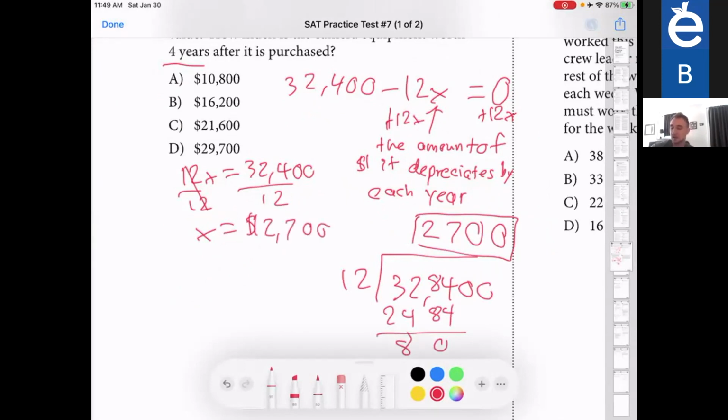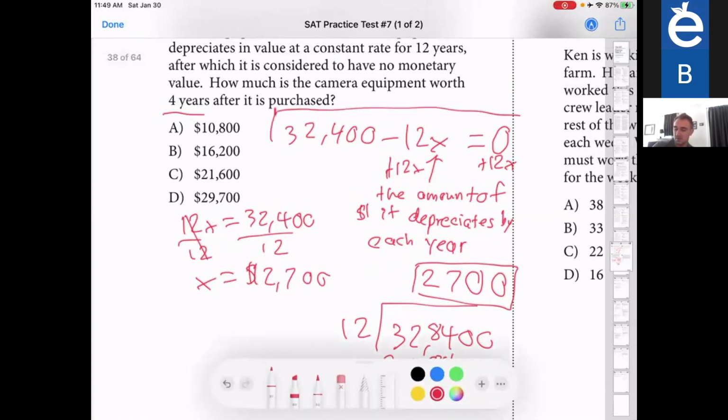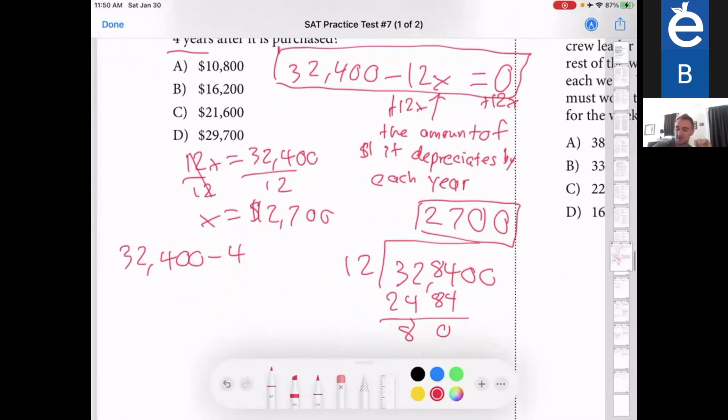The question is, how much is it worth 4 years after it's purchased? So let's take this equation that we originally wrote, but we don't want 12 years, right? If you multiply 12 years by the amount it depreciates by each year, it would be 0. We want 4 years. So let's rewrite this equation: $32,400 minus 4 years times the amount it depreciates by each year, $2,700. And we're solving for what that's equal to. Right, looking for that answer.